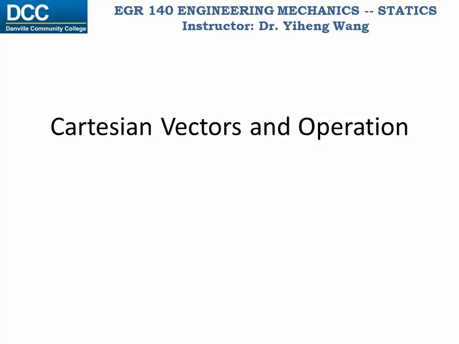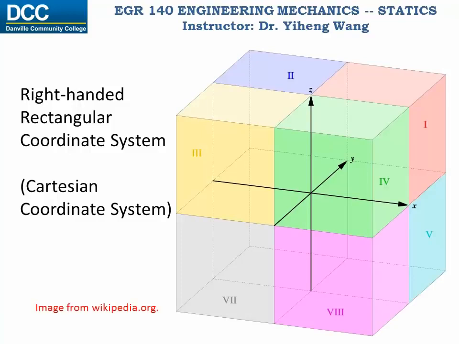Vector operations can be greatly simplified if they are expressed as Cartesian vectors in the Cartesian coordinate system. The three-dimensional rectangular coordinate system, also known as the Cartesian coordinate system, is made of three number lines that are concurrent, meaning that they intercept each other at the origin, and also perpendicular to each other.